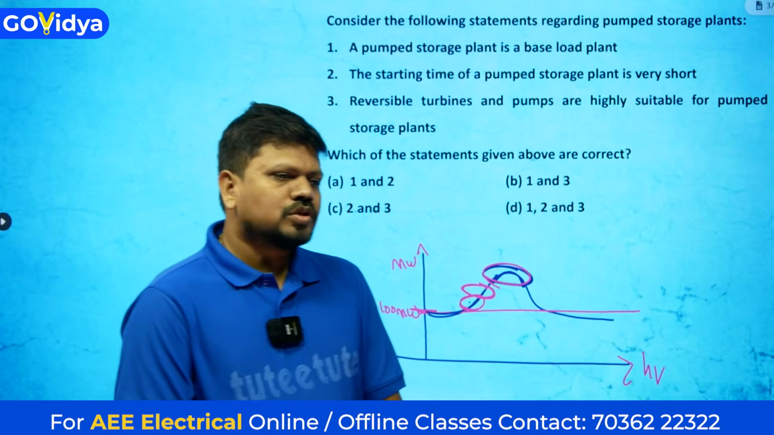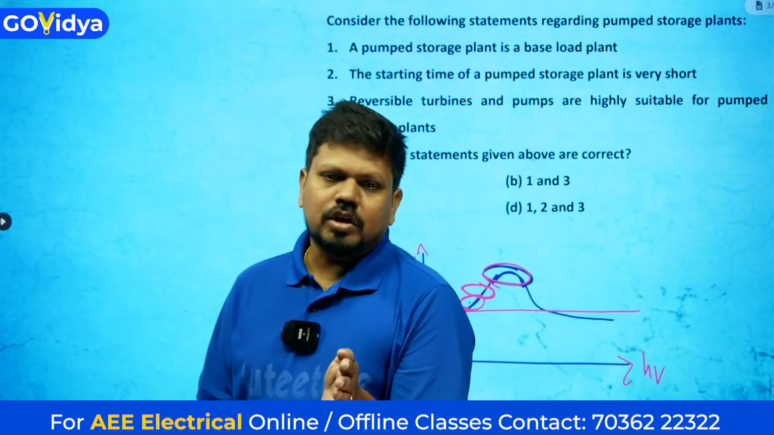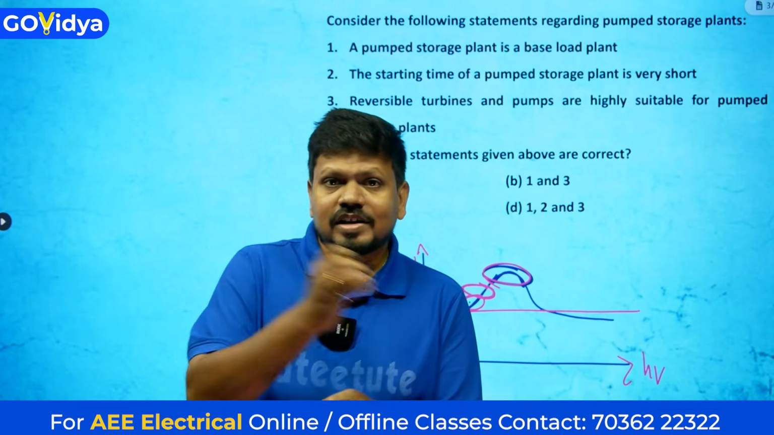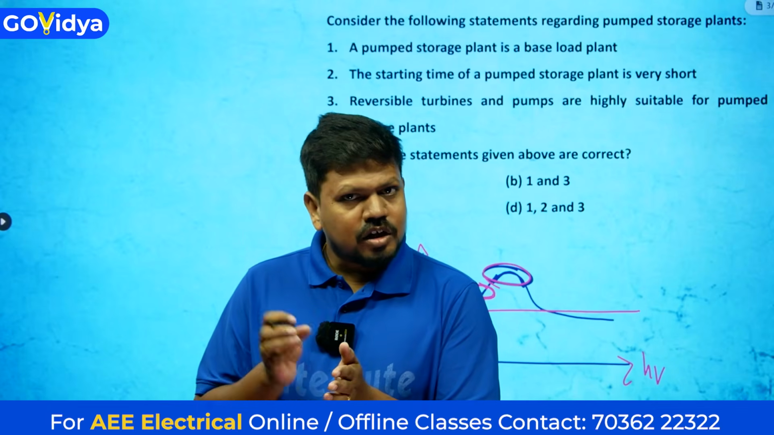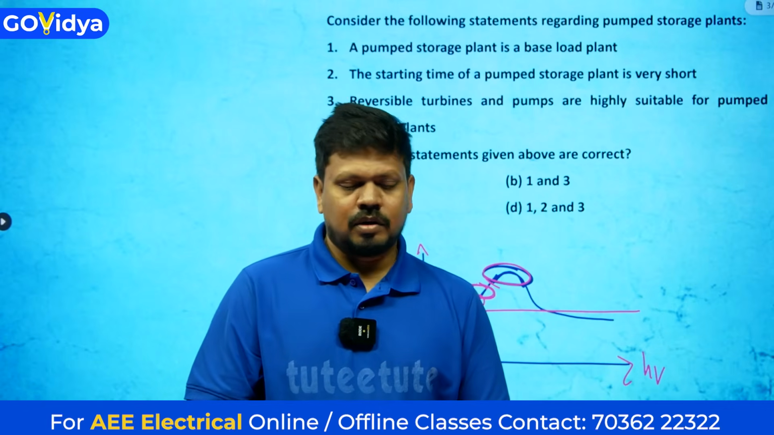For example, if water is available for only 2 or 3 months, then what do you have to do? You have to stop that water. Stopping the water means we cannot use that water every time. Understanding? And if we cannot use that water every time, somehow we have to increase the power output.